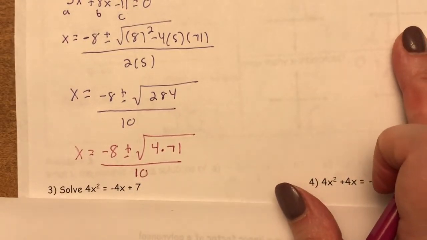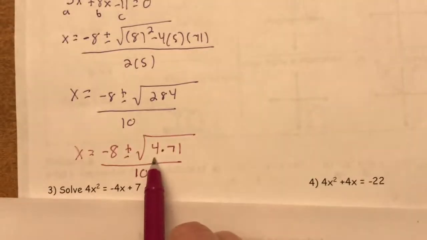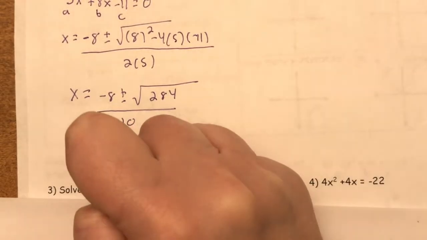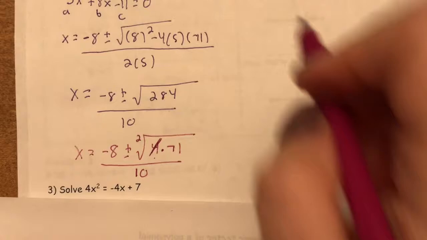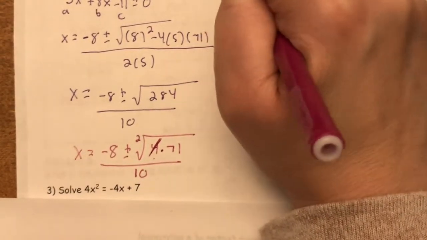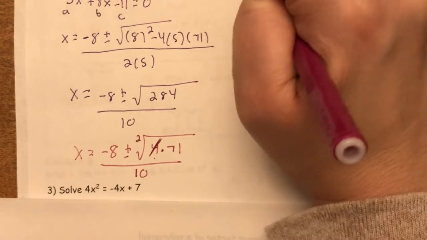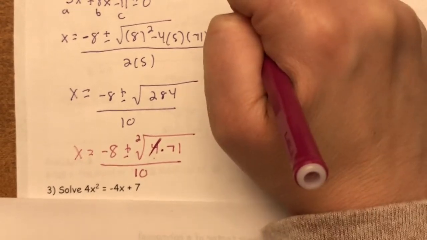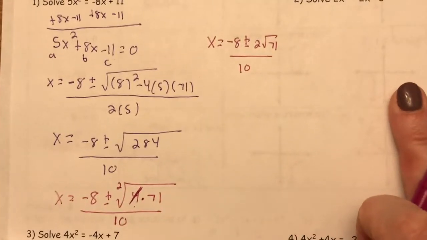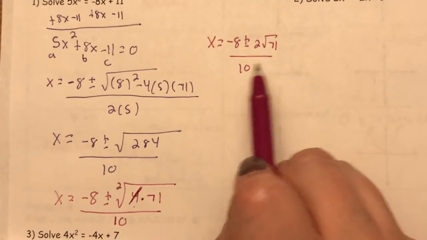Now, as we break that apart, we can break out this 4. The square root of 4 is going to break out as a 2. So when I rewrite this, I'm going to go up here. X is equal to negative 8 plus or minus 2 root 71 over 10. Now, you need to go through and you have to reduce this. This is not in final form.